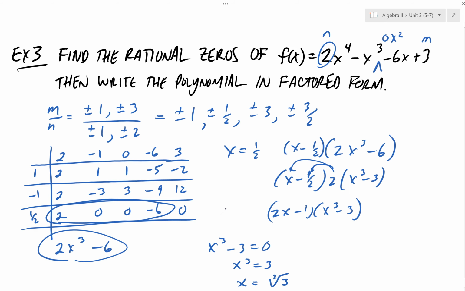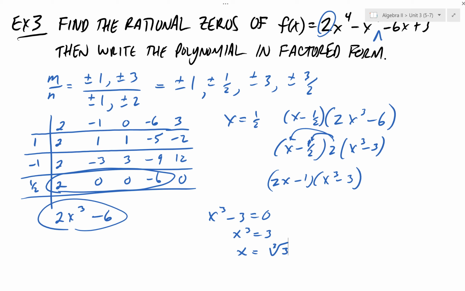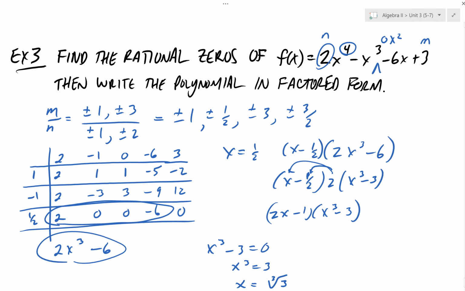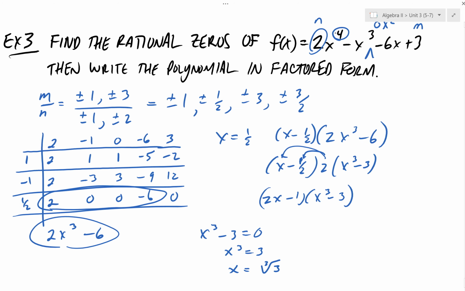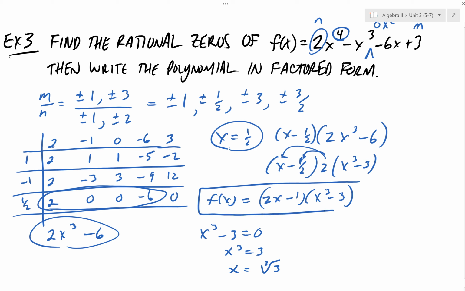We should have four possible roots, but we're only getting 1 rational root. Okay? And so the factored polynomial is f of x equals 2x minus 1 times x cubed minus 3, and we only have 1 rational root. Or 1 rational 0, roots and zeros. Okay, so that's all we get for that one.